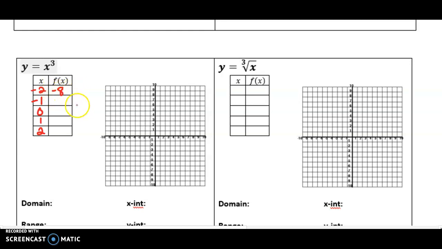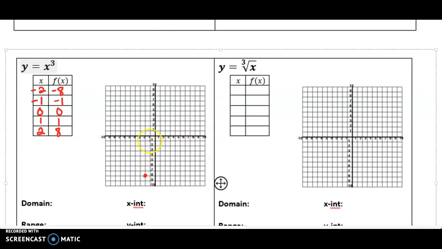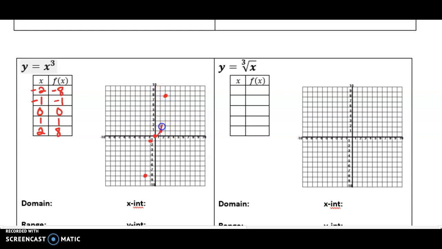Some of us might have said it was positive 8, but remember, a negative number to an odd exponent will always be negative. -1 cubed is -1, 0 cubed is 0, 1 cubed is 1, 2 cubed is 8. Let's graph that. (-2, -8) down here. (-1, -1). Whoops, (0, 0), (1, 1), and then (2, 8). Boom, we have our cubic function.